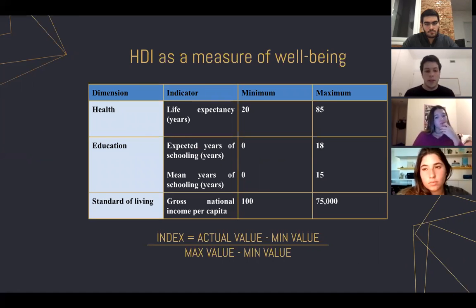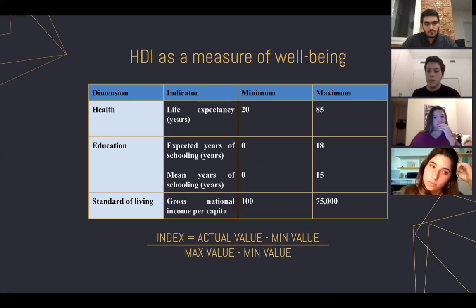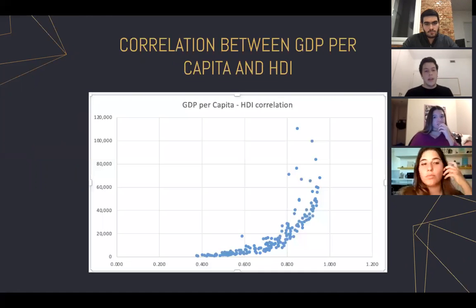This, as you can see in the table, is divided into 3 categories: health, education, and the standard of living. For health, we used the life expectancy as the indicator. For education, we used expected years of schooling and the mean years of schooling. And for the standard of living, we used gross national income per capita, and we calculated the minimum and maximum for each of these values.